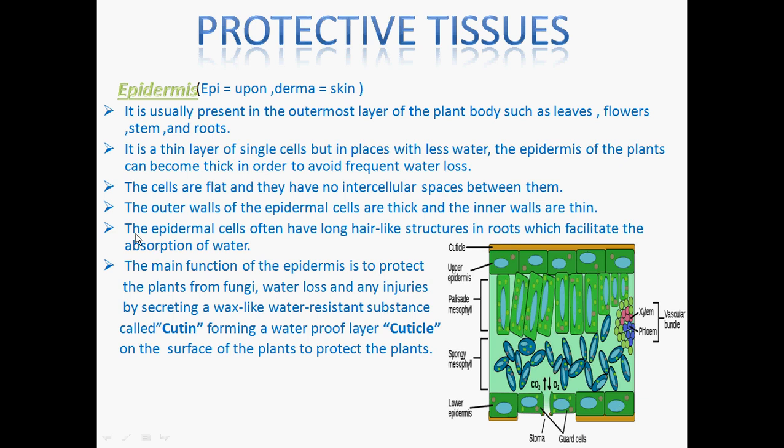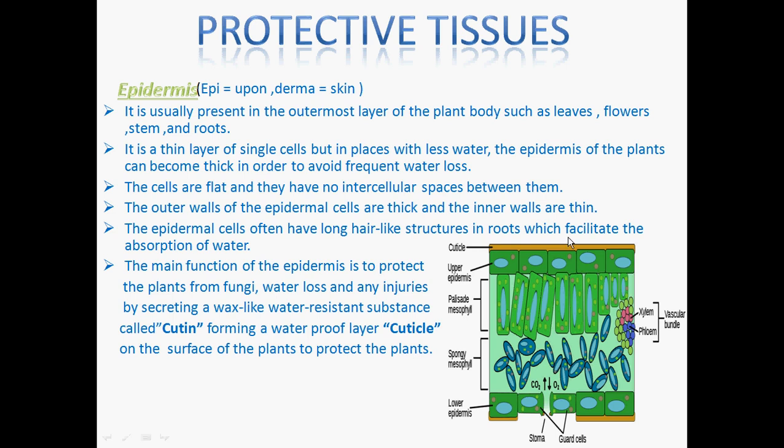In this way, the epidermal cells often have long hair-like structures in roots which facilitate the absorption of water, and the main function of the epidermis is to protect the plant from fungi, water loss, and any injuries by secreting a wax-like water-resistant substance. They secrete this wax-like water-resistant substance, which I told you is known as cutin, forming a waterproof layer, the cuticle, on the surface of the plants to protect them.